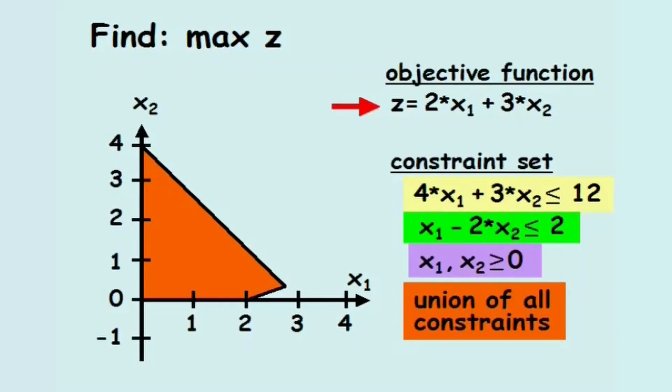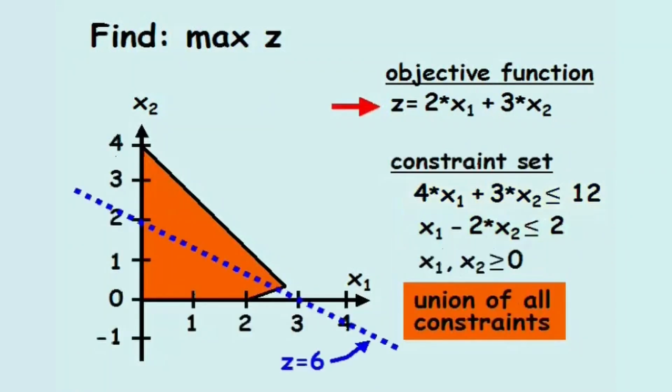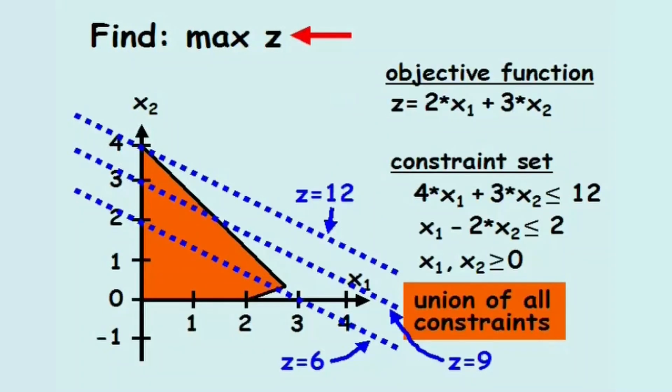If we set the objective function value of z equal to a constant, say z equals 6, and sketch the line, we notice multiple feasible combinations of x1 and x2 can generate an objective function value of 6. Since we're seeking the maximum value of z, we trace additional parallel lines of constant objective function values in the direction of the directional derivative, without exceeding the feasible solution space.